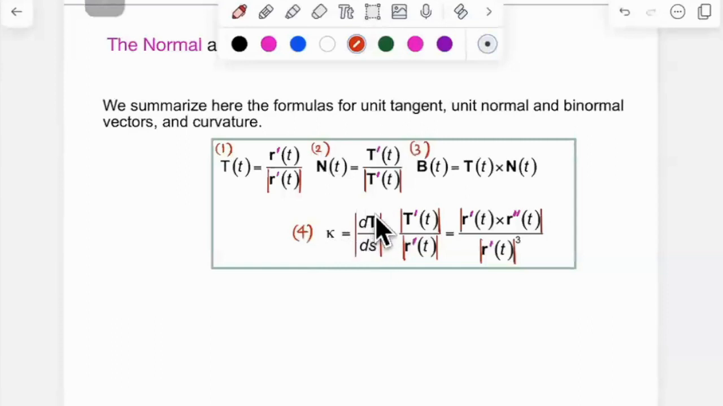So it's the rate of change of the unit tangent vector with respect to the arc length. And that's also equal to the magnitude of T prime divided by the magnitude of r prime. And we can also calculate it this way. That is the magnitude of r prime cross r double prime divided by the magnitude of r prime raised to the third power. And that concludes this lesson.